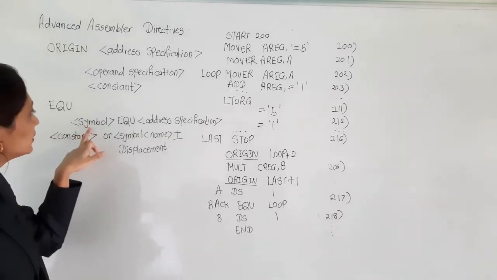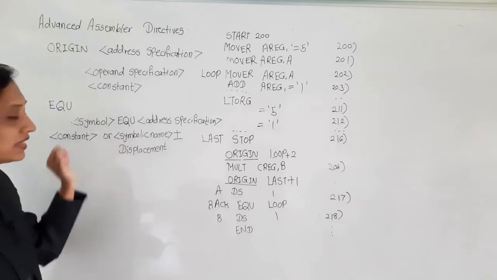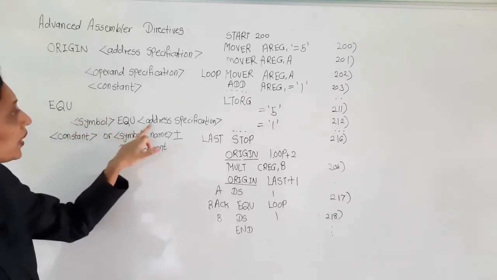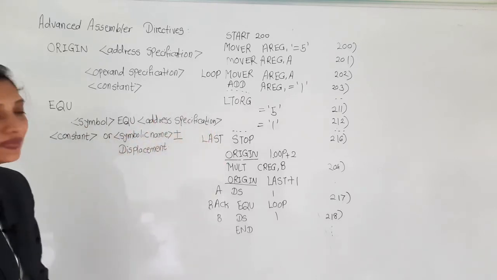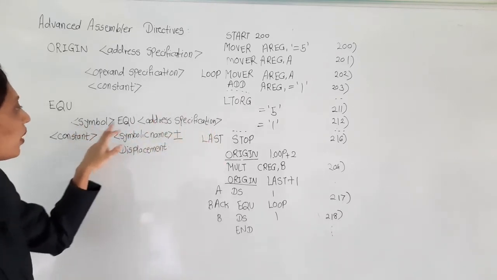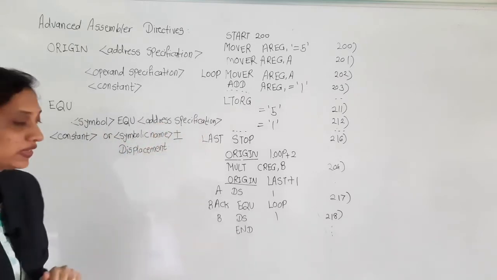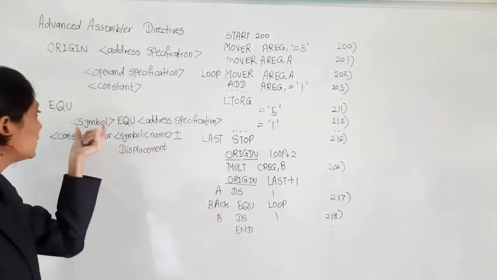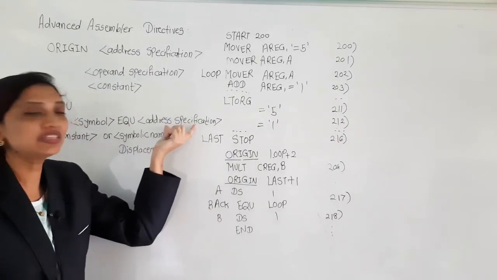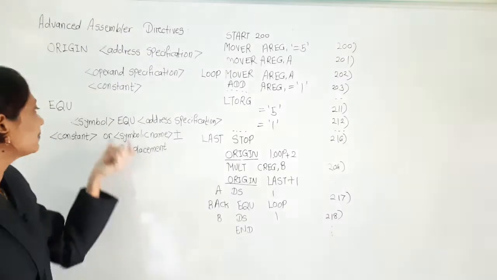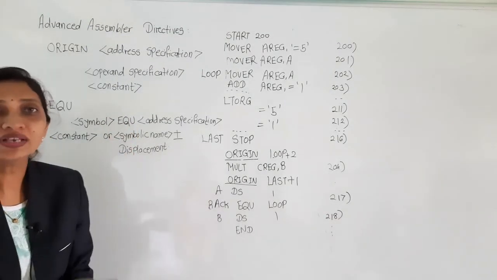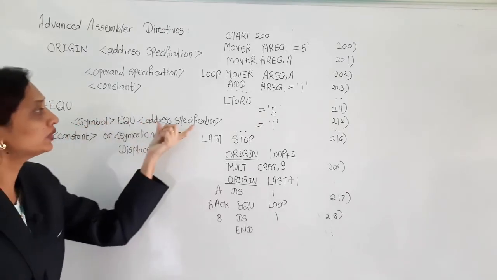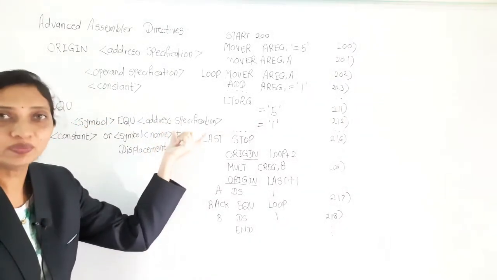Then the second assembler directive is EQU, which means equal. The syntax of using EQU is: first the symbol, then EQU, and then the address specification. It simply gives a symbolic name to the address specified here. By using the EQU assembler directive you can give a symbolic name to the address given in the address specification.